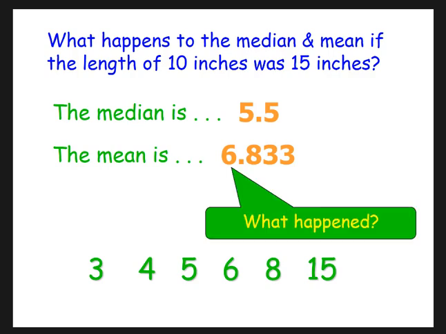This is called stability. The mean is more susceptible, more variable, to changing one of the numbers to a really large value or a really small value, whereas the median is more stable. Changing one of the values to a really large value didn't change the median, but it did affect the mean.